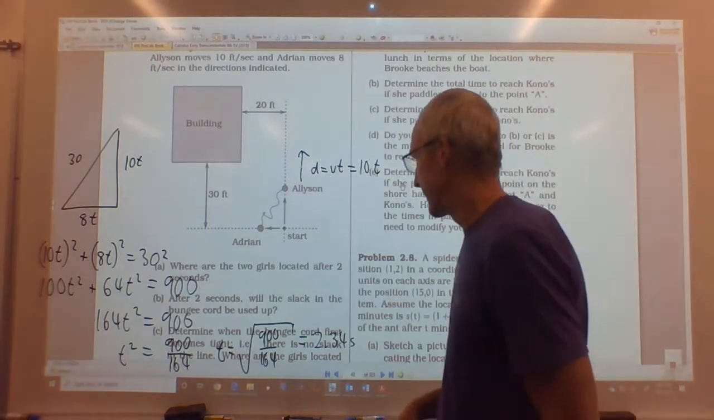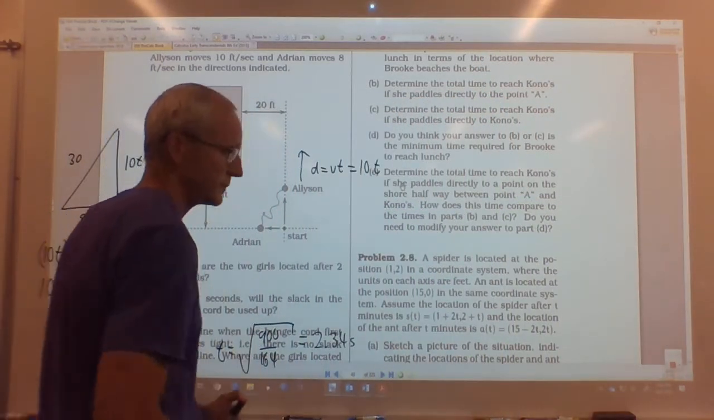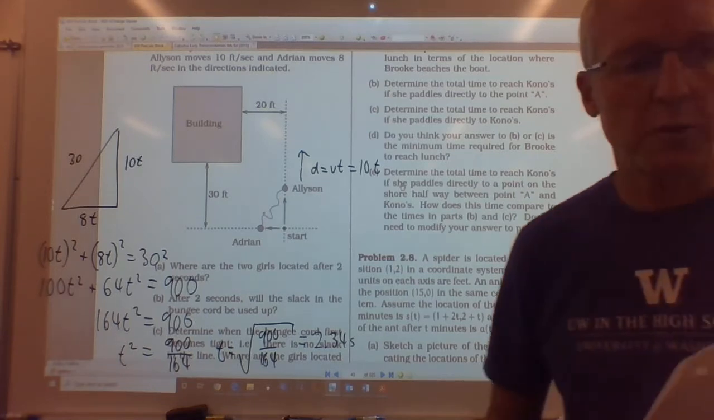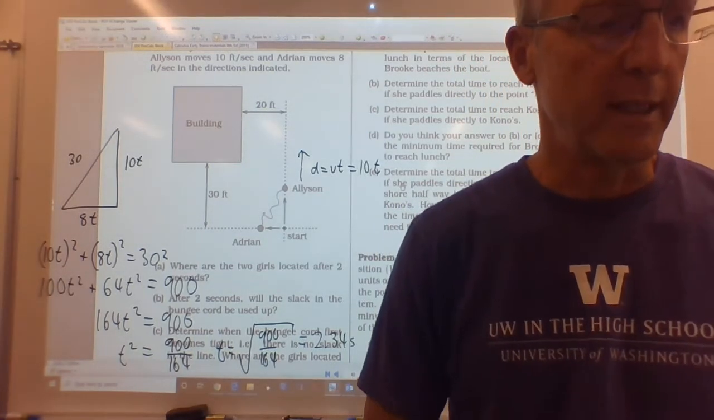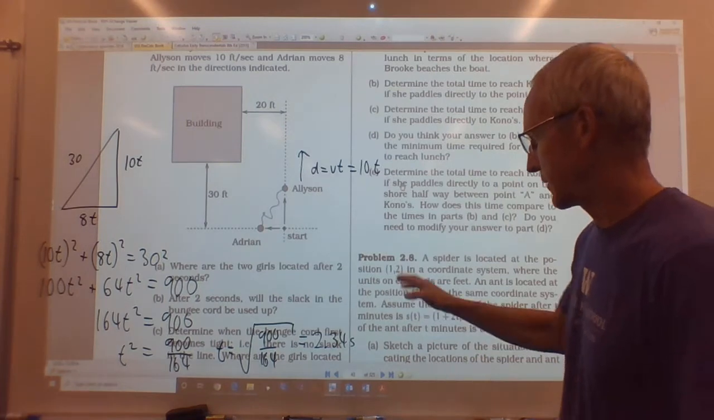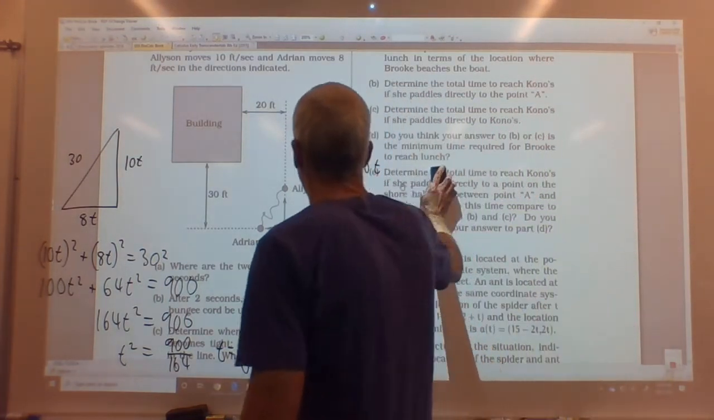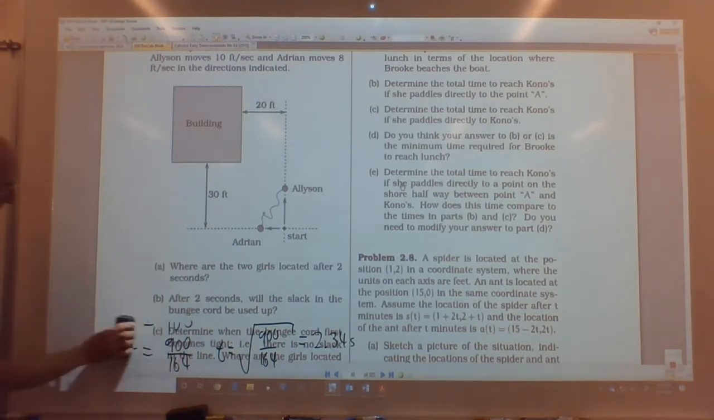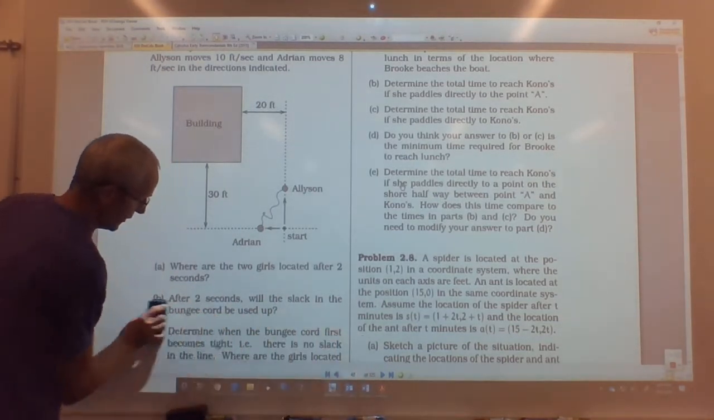So then it'll be stretched. Okay, then the last part says, when will the bungee cord first reach the corner of the building? Okay, when will the bungee cord first reach the corner of the building for part D? And that's probably the trickiest part. So I'm going to erase all this. And they give you a hint. They say to use similar triangles. So what does that mean?